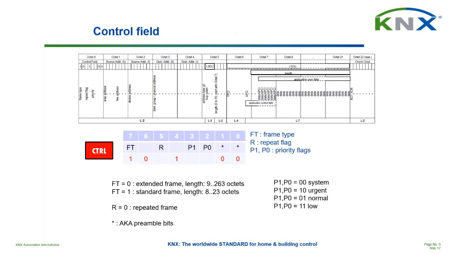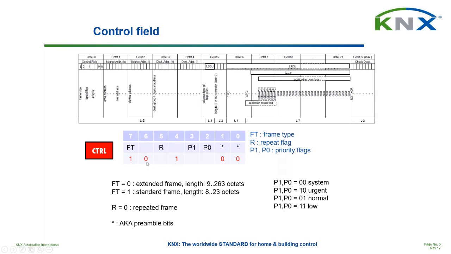Okay, let's have a look at the first octet of a telegram, which is the control field, octet 0. The information that we find there is as follows. Here we see the encoding of the individual bits. The most significant bit is about the frame type. In our case it will always be 1, because in this webinar I will only speak about standard frames, not about extended frames. In case it would be an extended frame, this first bit is 0. From now on, we will only consider telegrams where this bit is 1, so standard frames. That means they have a maximum length of 23 octets, counted from 0 to 22. That's in total indeed 23.